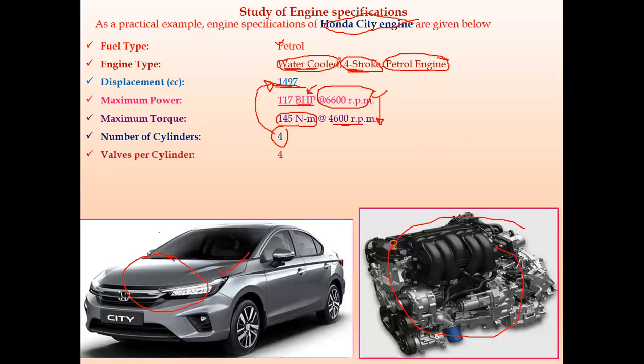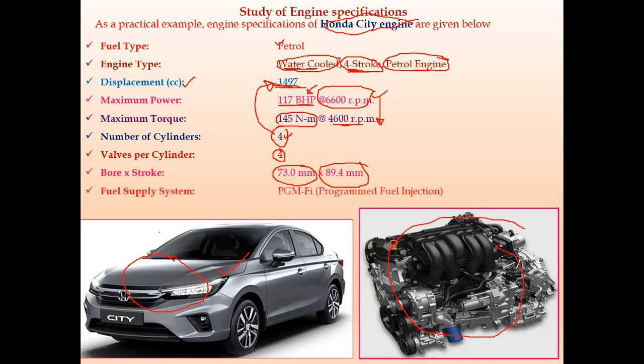Next, we have valves per cylinder. Per cylinder, we have 4 valves, so there are 2 inlet valves and 2 exhaust valves. Next, we have bore and stroke. The bore, that is the inside diameter, is 73 mm, and 89.4 mm is the stroke length. Again, from this formula we can find the displacement capacity, that is, pi by 4 d square into L into number of cylinders. So from that, we get this value.